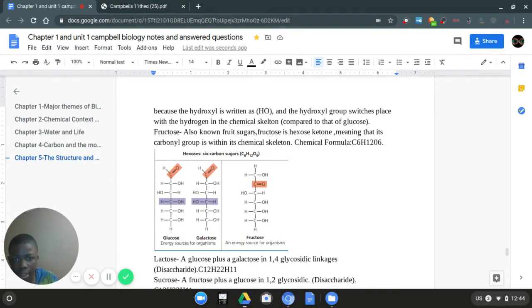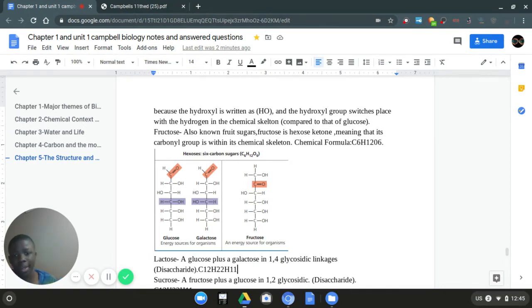And so you can see in the picture over here, you have glucose, with the carbonyl group on the outside, because they're both aldehydes. Galactose also has the carbonyl group on the outside. Then you have fructose, in which the carbonyl group is within the chemical skeleton, making it a ketose, and it's sometimes referred to as fruit sugar. You can also see the differences: the hydroxyl and hydrogens are switched in glucose and galactose. So just know they're structural isomers.